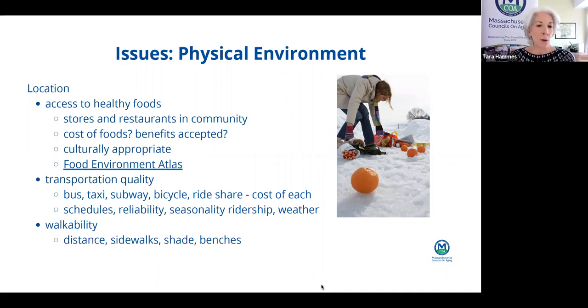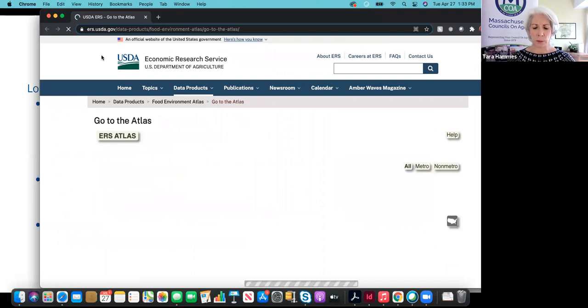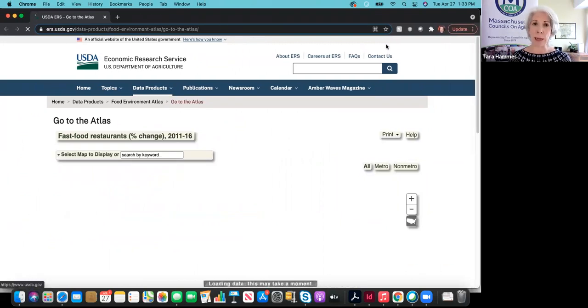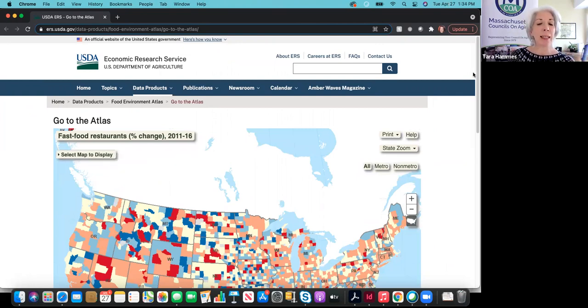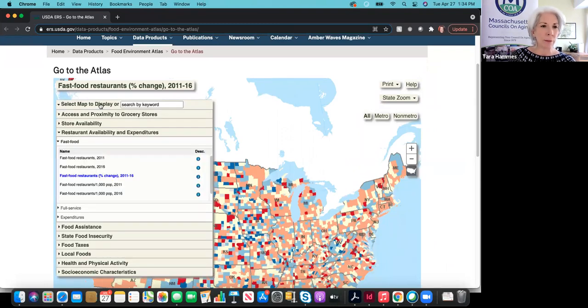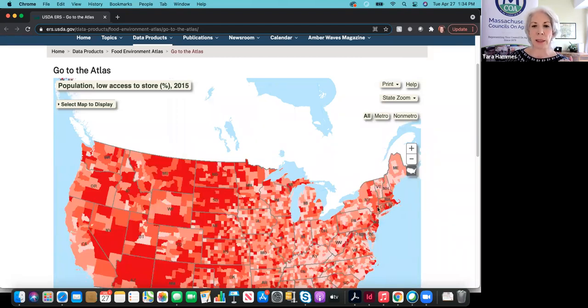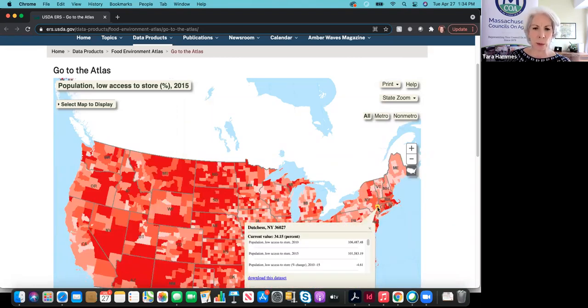There is a food environment atlas, which we'll take a quick peek at for anyone who's looking for data or just wants to get an idea of what's around X community other than driving around and taking a look out your window. This is a really great map. It's county based. Ariel, if you go to just the first one, access and proximity to grocery stores. And then let's hit just population, low access to the store in 2015. Yeah, percentage, that's great. And then you can click on any county and some data will pop up.